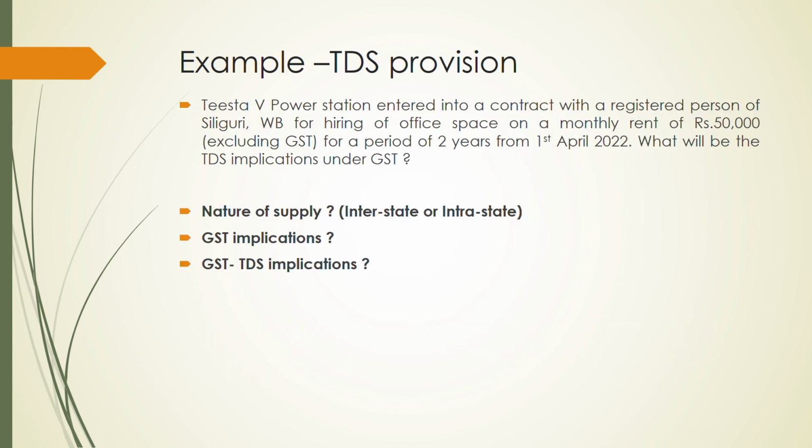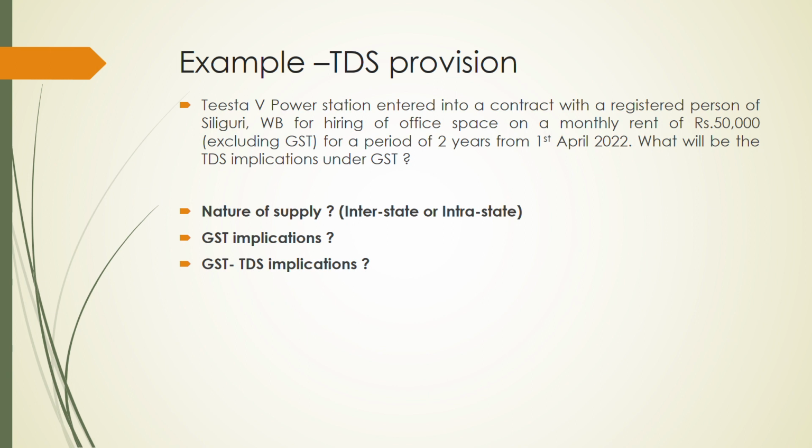Here is another example. This is a power station located in the state of Sikkim. It enters into a contract with a registered person of Siliguri, West Bengal for hiring of office space on a monthly rent of 50,000, excluding GST, for 2 years. So the contract is for 2 years. So total value is how much? 50,000 into 24 months. Okay, it comes to 12 lakh.